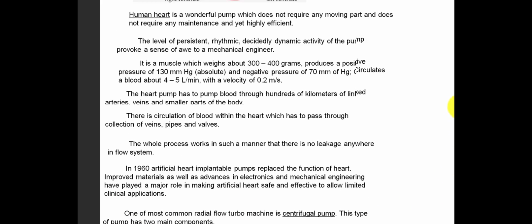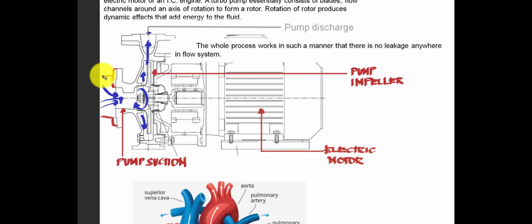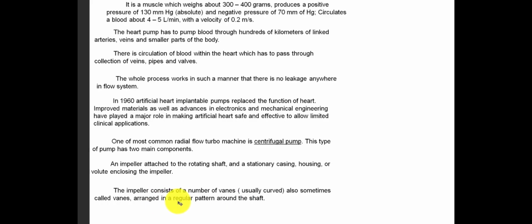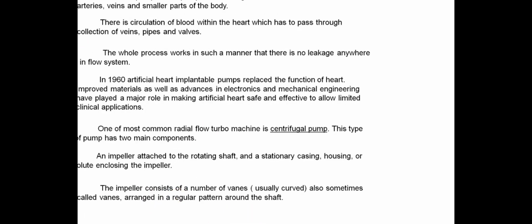So katulad ng dinaiscuss natin, this is a sample of a centrifugal pump. Okay, so you have your volute casing here, the pump casing dito, then you have your suction, impeller, then you have discharge, and we have here the electric motor at this side. Now the impeller consists of a number of vanes that are usually curved, arranged in a regular pattern around the shaft.